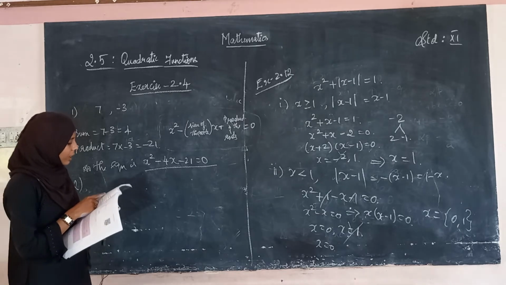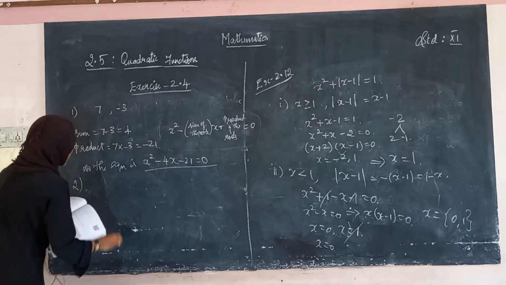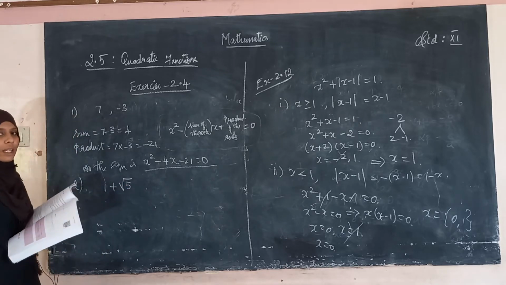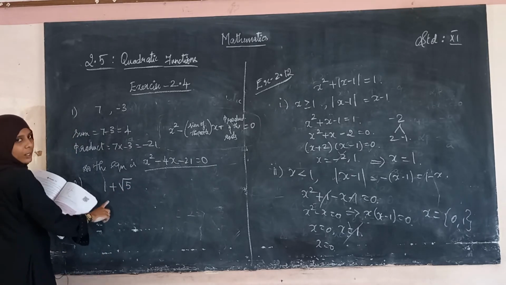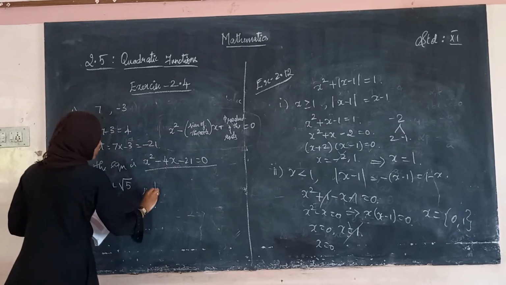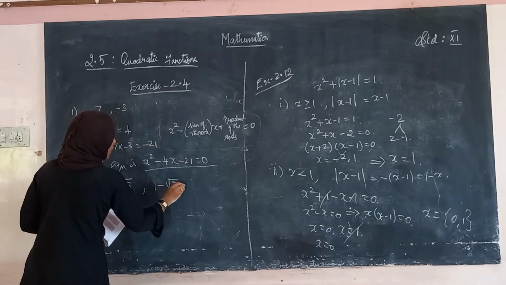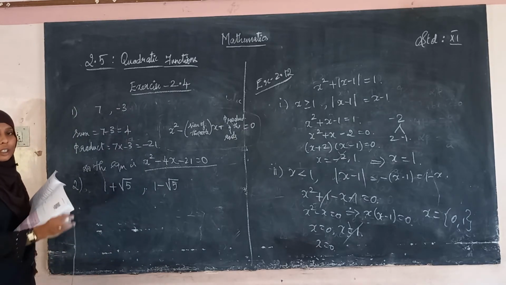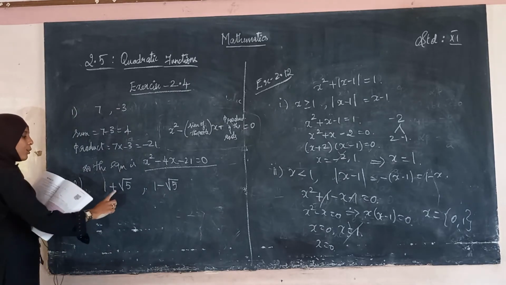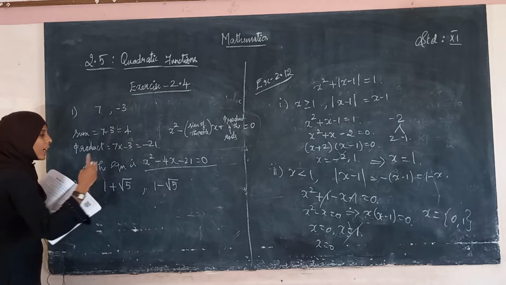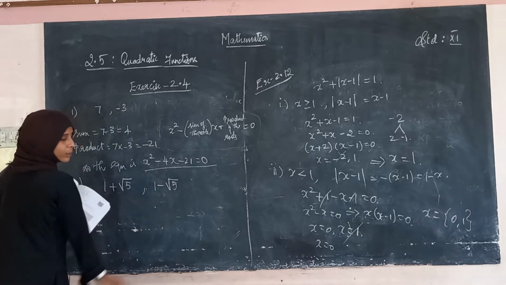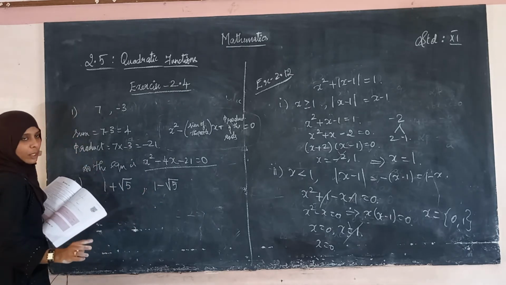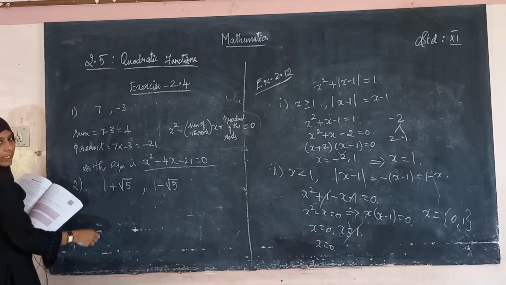The given condition is that one root is 1 plus root 5. In 10th standard you have learned about rational and irrational roots. If this is one of the roots, the other root will be 1 minus root 5 according to the irrational roots theorem. If 1 plus root 5 is one of the roots, the other root for the quadratic equation will be 1 minus root 5. So, we have found 2 roots, and now we have to find the polynomial equation.